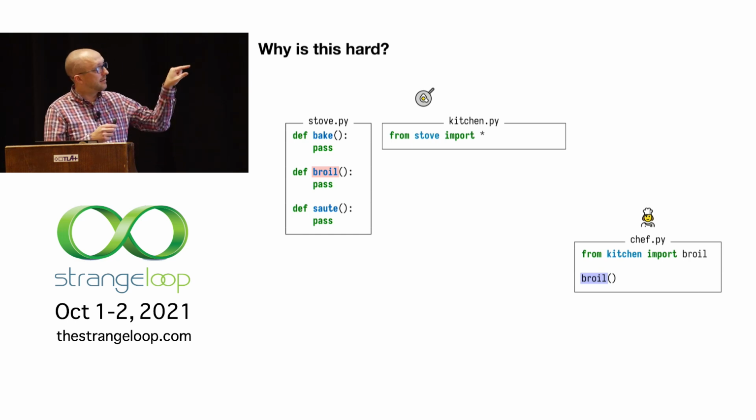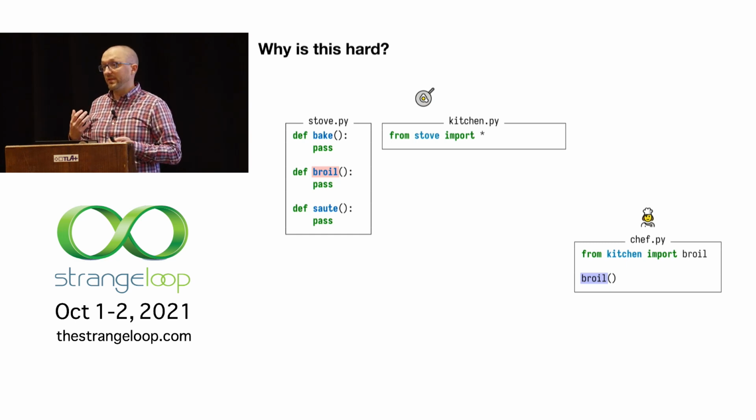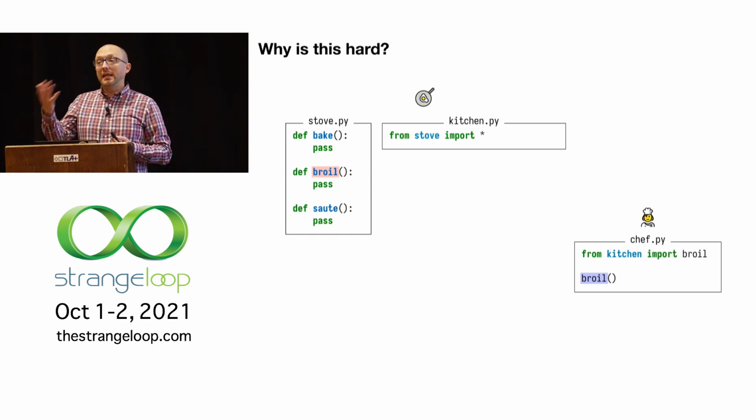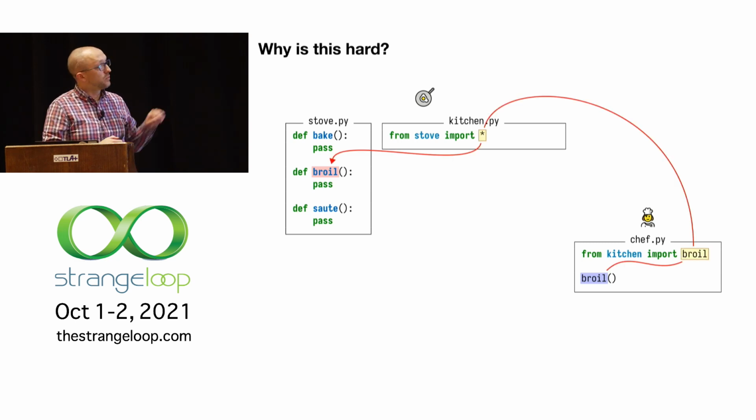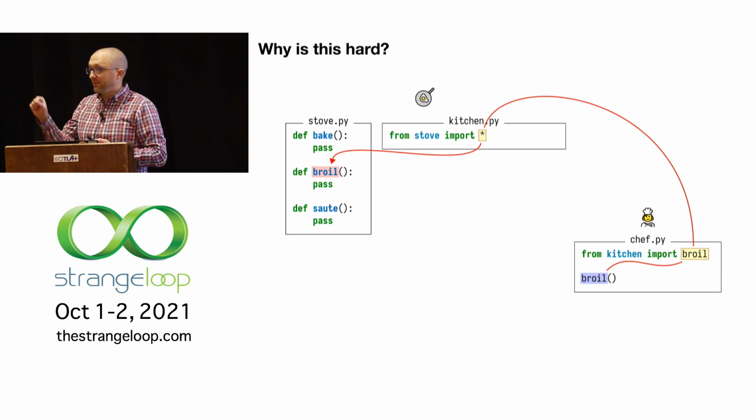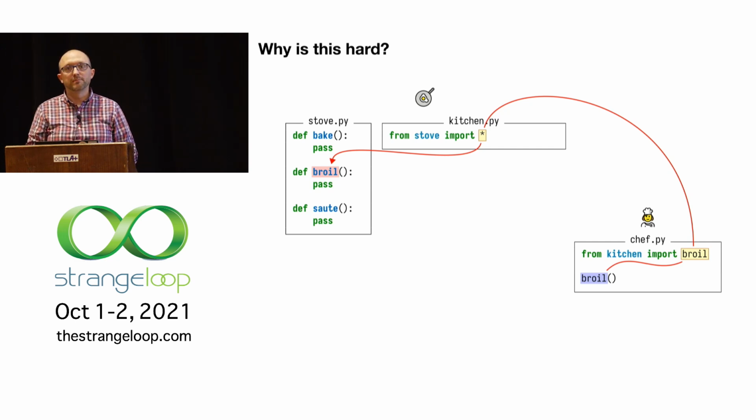If you're not familiar with Python, what that middle kitchen.py file is doing is it's loading in all of the symbols from stove.py and making them available under the kitchen module as well. And so what that means is that we can trace this path from the reference all the way up to the definition. We have to go through a couple of import statements. We have to go through a number of files, but eventually we do land at the definition like we were before.